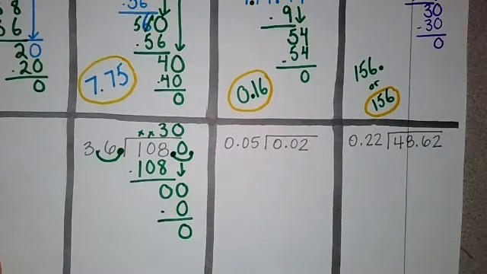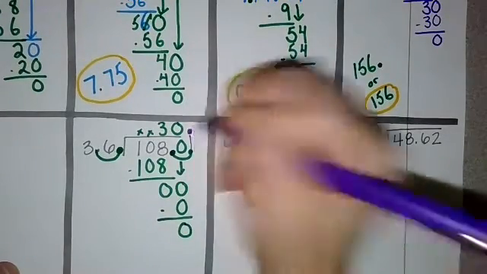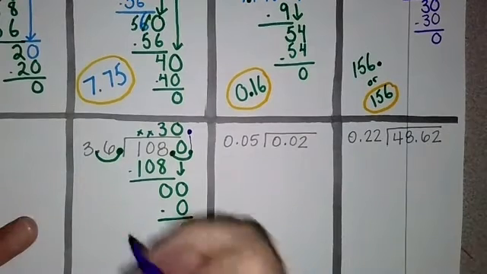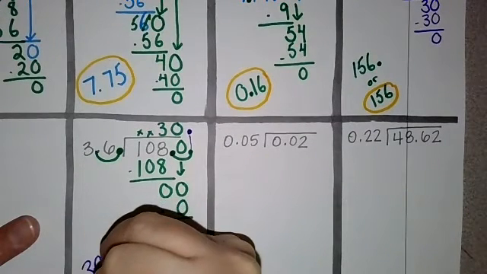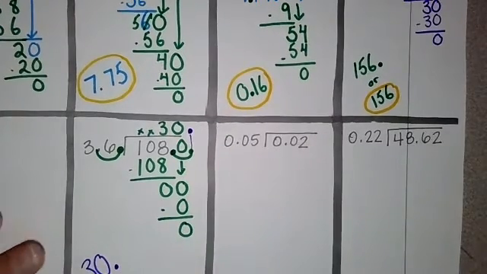So last thing you're going to do, bloop, bloop, bloop. Bing. So your answer is 30 with a decimal at the back, also known as just plain 30.